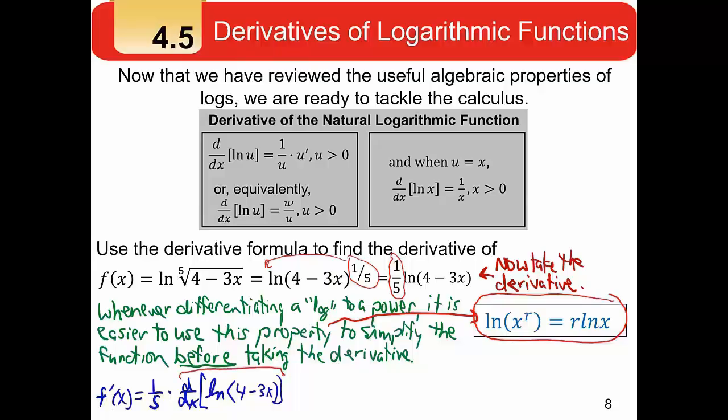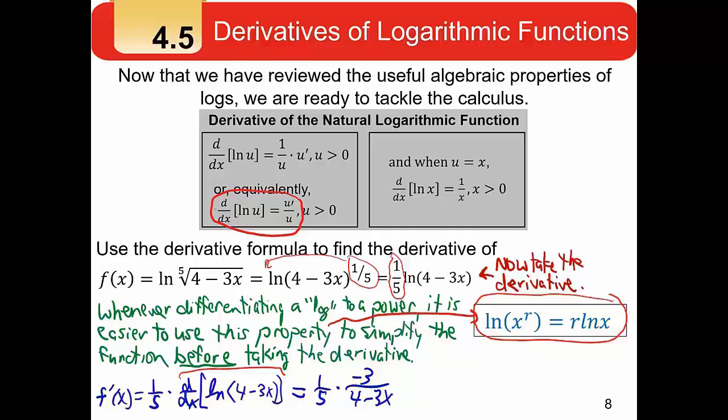Well, what is the derivative of natural log of something? Well, that takes you back up to this formula. The derivative of the natural log of u is u prime over u. Well, what is u prime? Write the 1/5 down times u prime. What's the derivative of 4 minus 3x? Well, it's just minus 3 over the u itself, which is the 4 minus 3x.